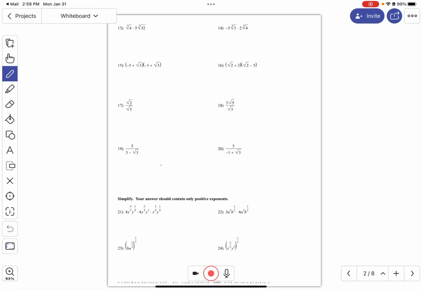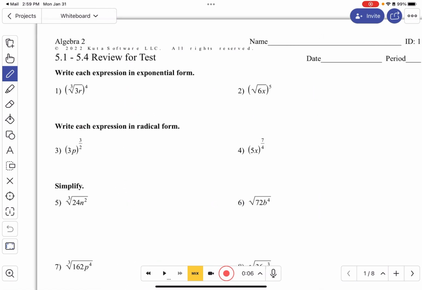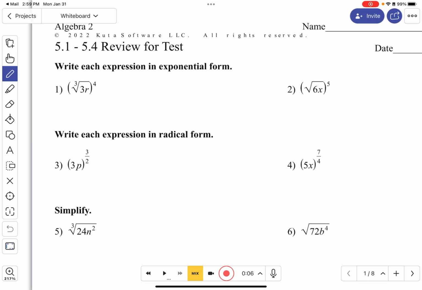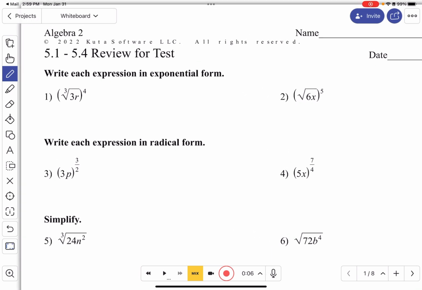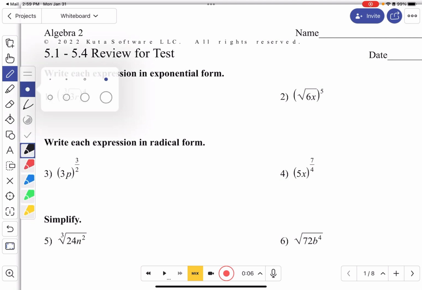All right, 5.1 to 5.4 test review. I'm just going to go through this. This might end up being in 2 parts. It's kind of a long review. I'm probably not going to get the whole thing done in one take, so probably part 1 of maybe several. We're just going to go through them and see how you did, like we've done before.